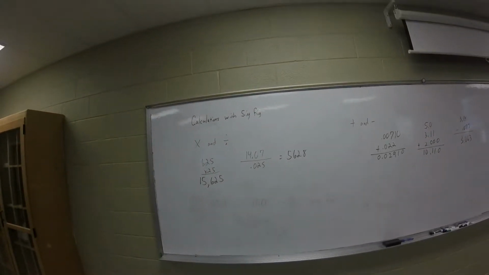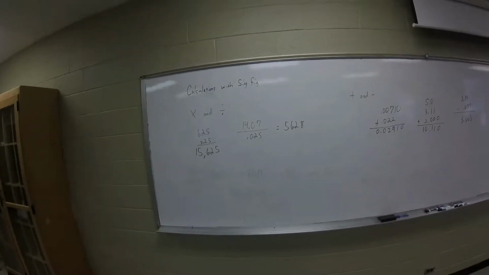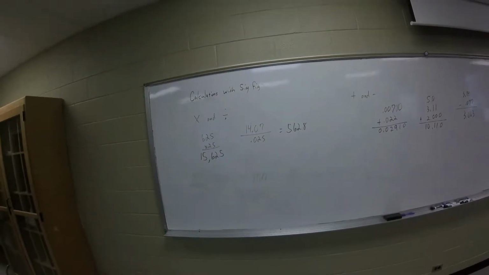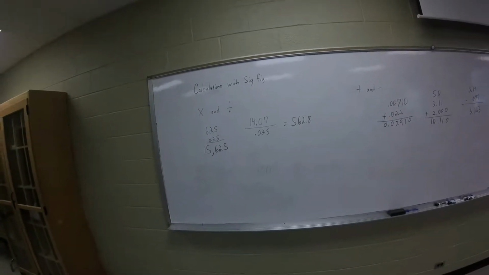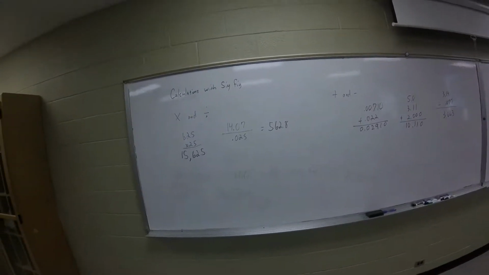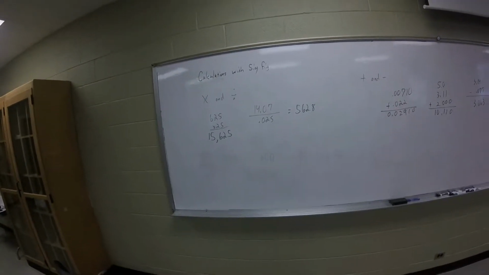Okay, so this is part 2 of our Sig Figs discussion. This is going to focus on doing calculations with Sig Figs. We're going to break this into 2 different parts. We're going to talk about multiplication and division, and then adding and subtracting. Both of these work off the principle of the weakest link.